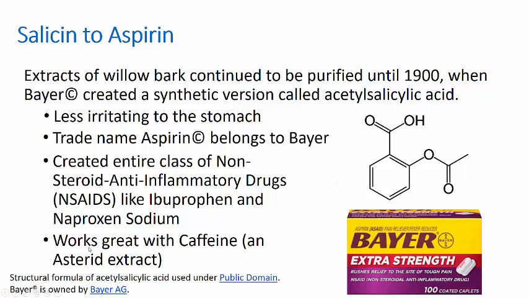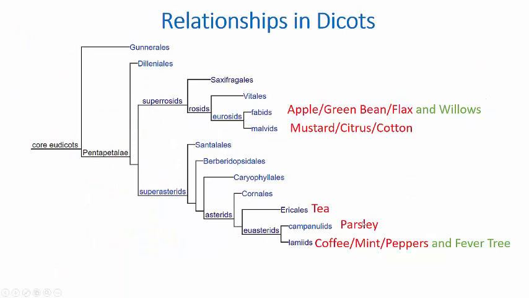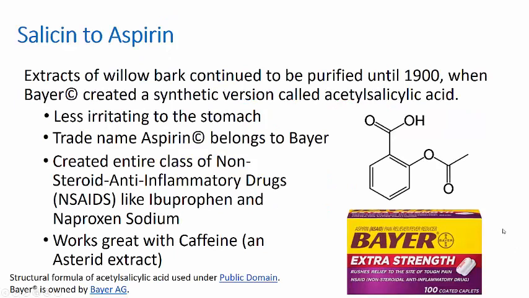Also, aspirin works particularly well when combined with caffeine. And of course, as you remember, caffeine is an extract from the asterids down here, the coffee or the tea. So we're mixing willow bark with coffee or tea extract. And Bayer, one of the first things that they did to maintain their patent was reformulate it to include caffeine so they could keep their patent for a little while longer.